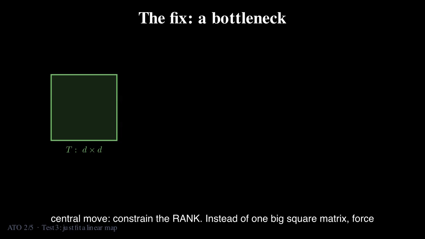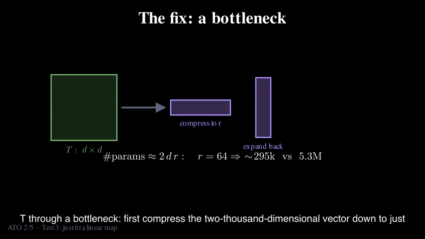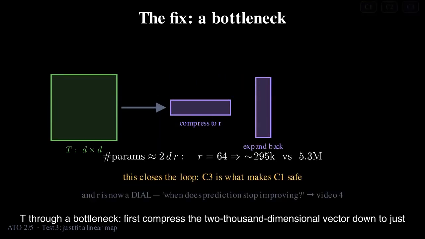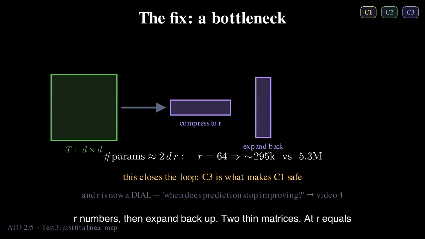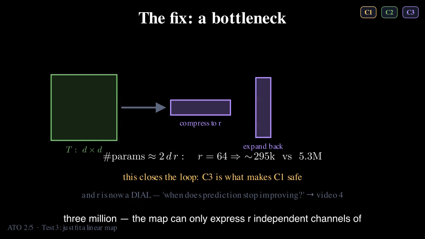Lever 2, the central move: constrain the rank. One big square matrix. Force T through a bottleneck. First, compress the 2,000-dimensional vector down to just R numbers. Then expand back up. Two thin matrices. At R equals 64, that's about 300,000 parameters instead of 5.3 million. The map can only express R independent channels of transport, and the data genuinely pins it down.